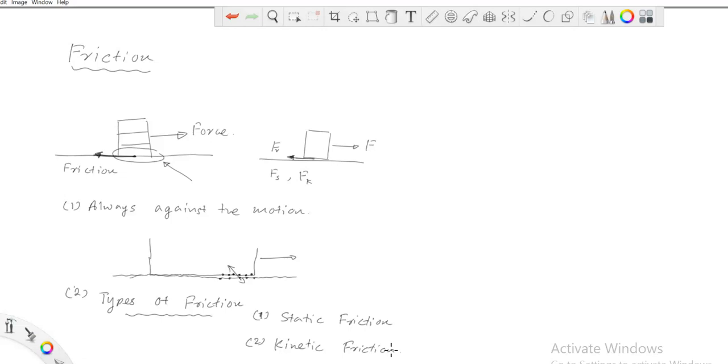Now when the object, like let's say you're pushing this drawer or you're pulling it and you manage to get it to move, now it's moving across the floor, still you have to apply some force to keep it going, because there is still some kind of resistance even though it's moving. That friction is called kinetic friction. So two types.